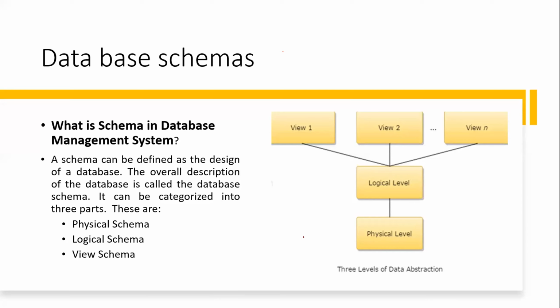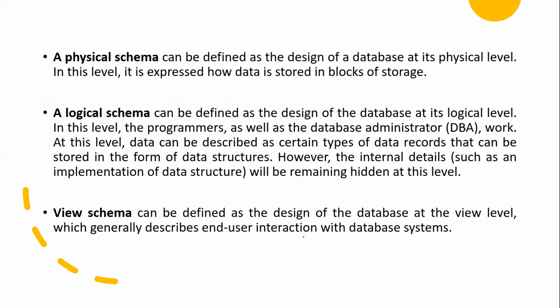We have three types of schemas: physical schema, logical schema, and view schema. Physical schema can be defined as the design of the database at its physical level. Here we can express how the data is stored, sequentially or in blocks of storage, how this data is stored at storage level. The internal view of storage we can describe in the physical schema.